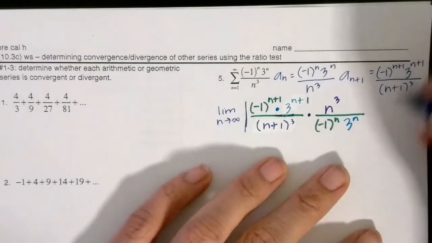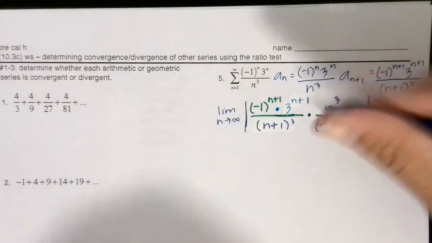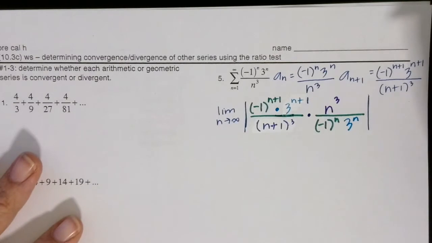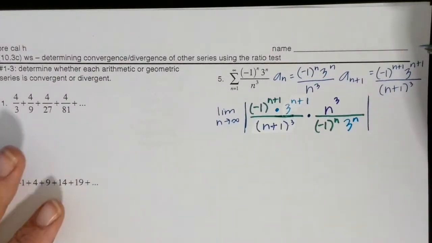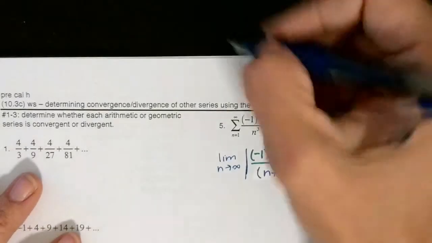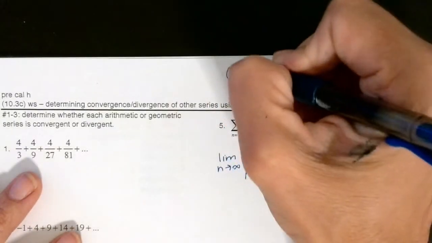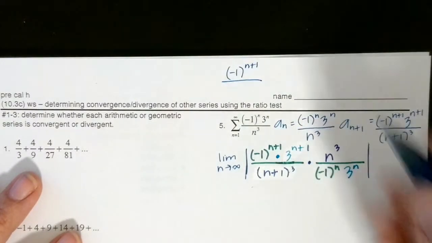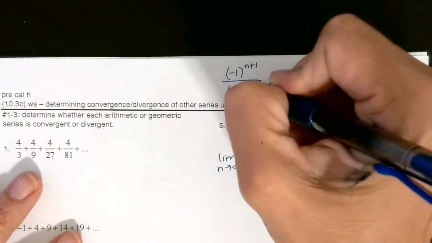Alright, so there's my nice color coordinating, even though it's hard to tell the difference between the blues and the greens, whatever. I tried. Okay, so now what we're going to do is reduce these things right here. So this is negative 1 to the n plus 1, and the whole bottom is being multiplied, and there's a negative 1 to the n.